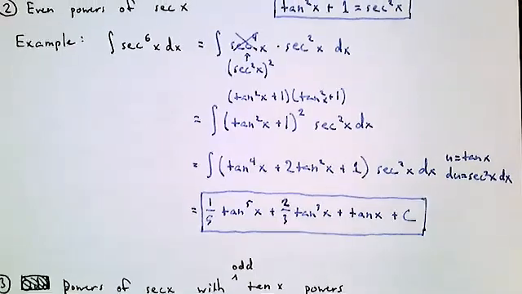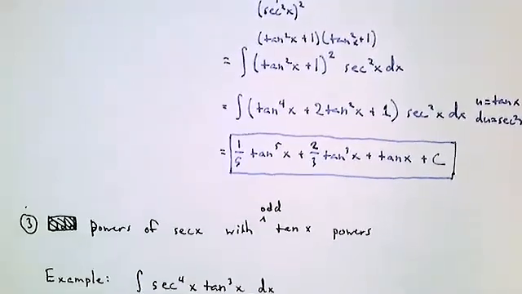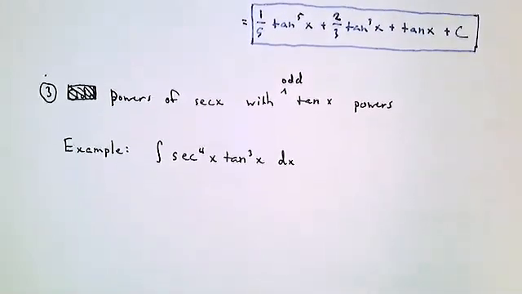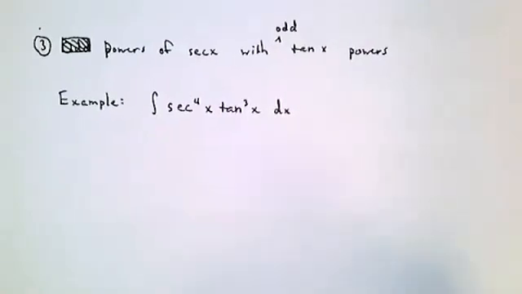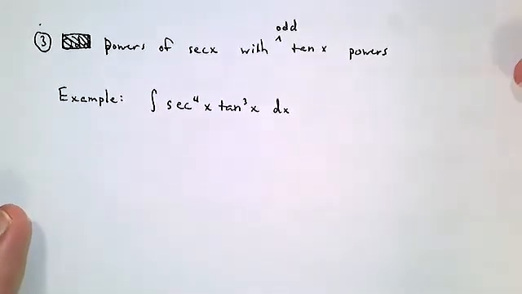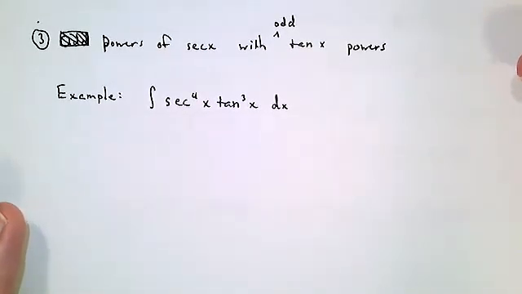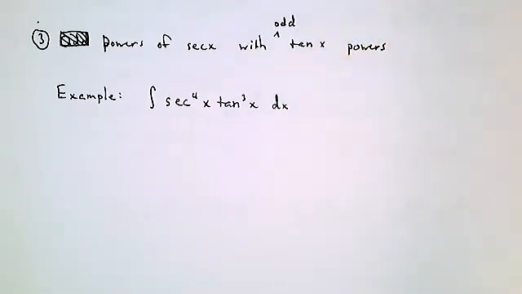Okay, so if you don't have any questions, then we'll move on to my last example here of what happens when you have powers of secant and then odd powers of tangent. So there are some other combinations of odd and even powers that you might have to think about on the homework, but this is the last one I'm going to do in class. So what should we do when we have an odd power of tangent and any power of secant?